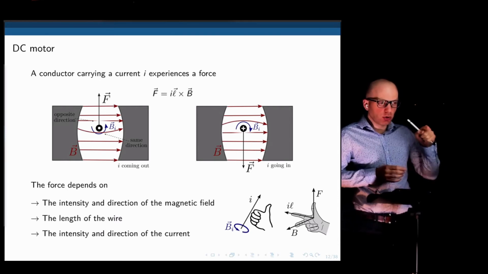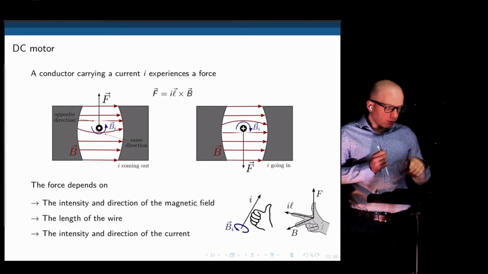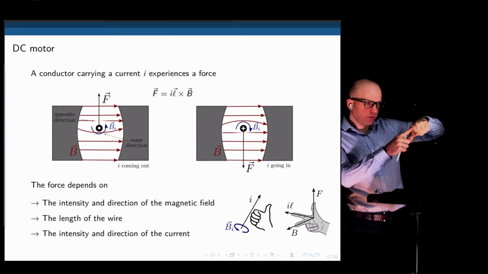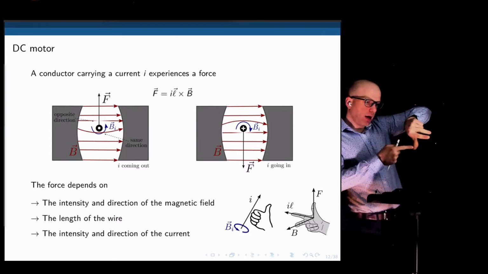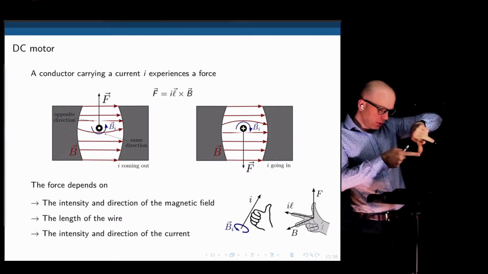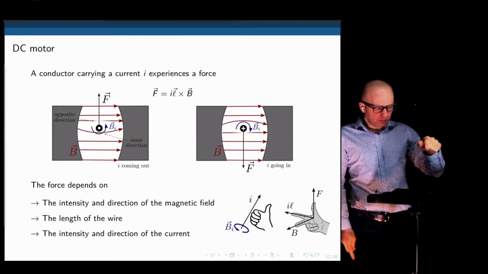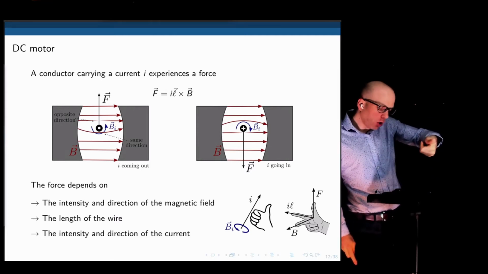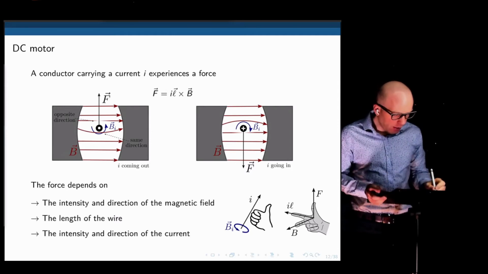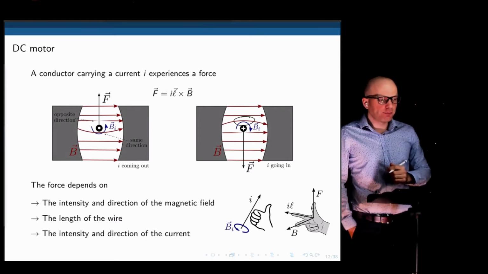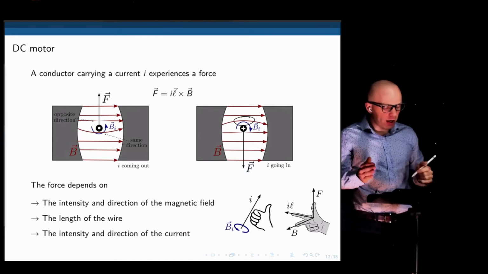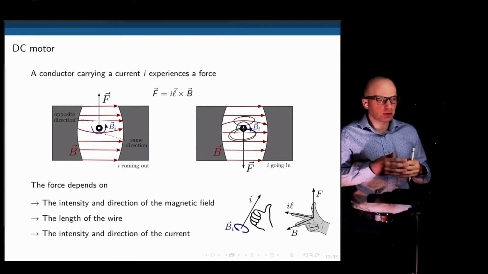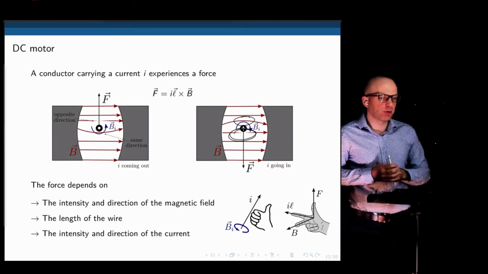In the second case, the current goes in the page. If the current goes in the page, we can do the right-hand rule again. So I goes in, this is B, and then you have F pointing downwards. So if the current is going in, we can say that the magnetic flux for the current to go in has to rotate clockwise. Now the top of the wire has both fields pointing in the same direction, so they will move away from each other. The bottom has both fields opposing each other, so they will attract each other, and now the wire experiences a force pointing downwards.